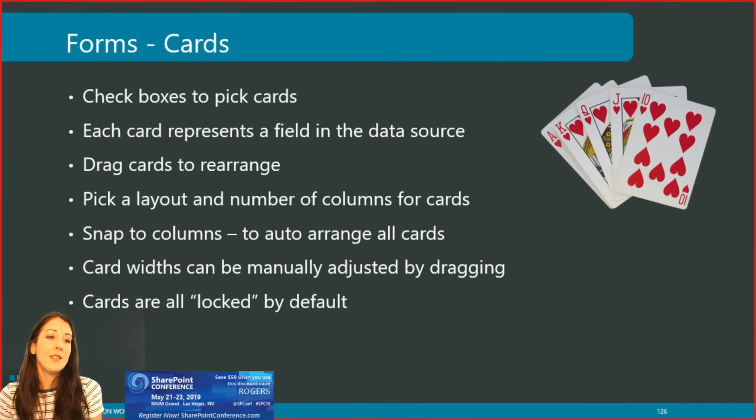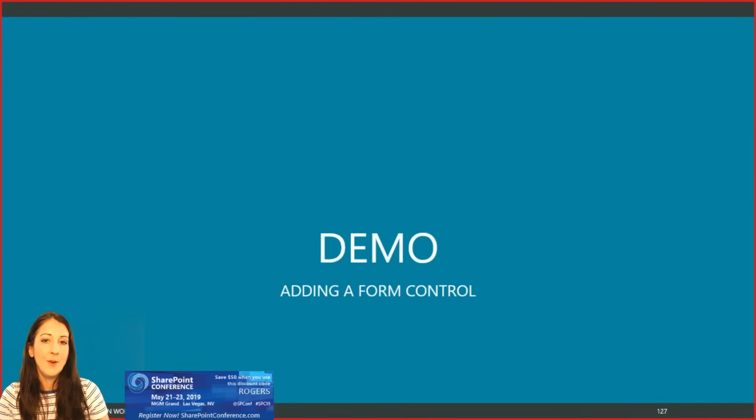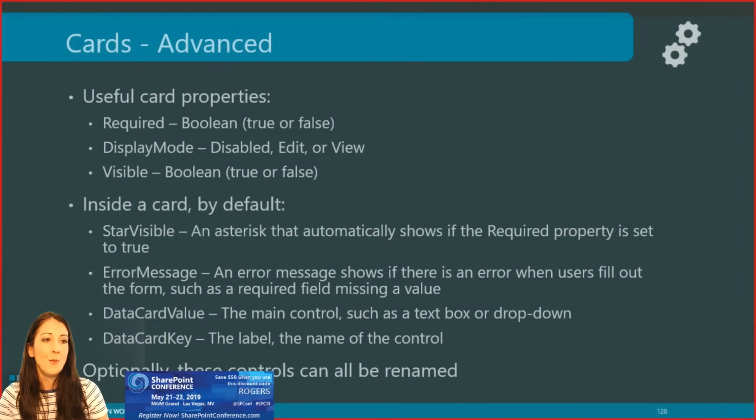So each card is a field in my data source. You drag them to rearrange them, and it has a few settings like your layout and snap to columns. So before I do a demo, I'll go ahead and go into some more of these details.